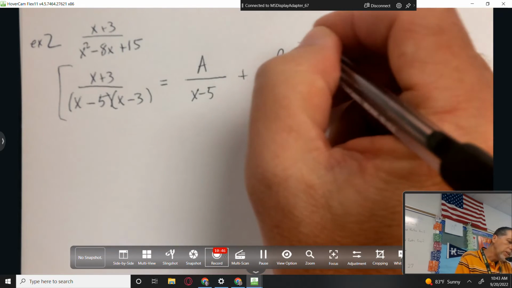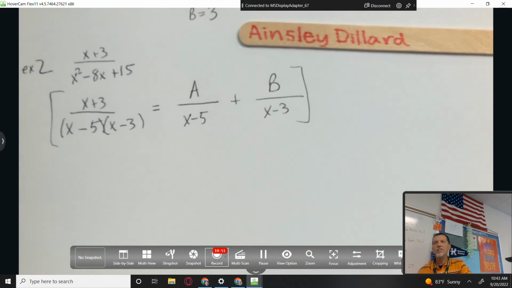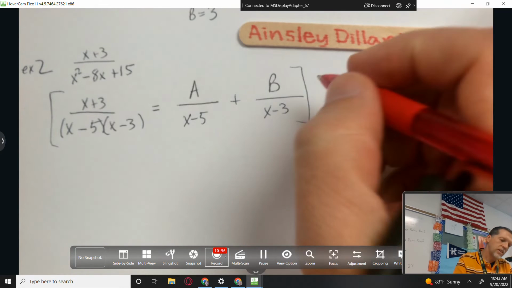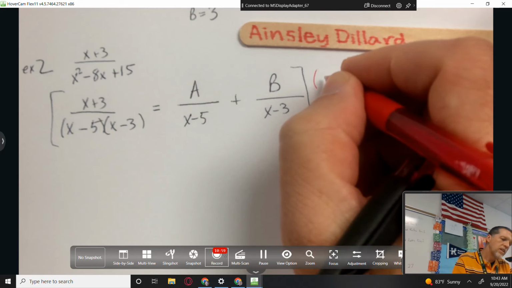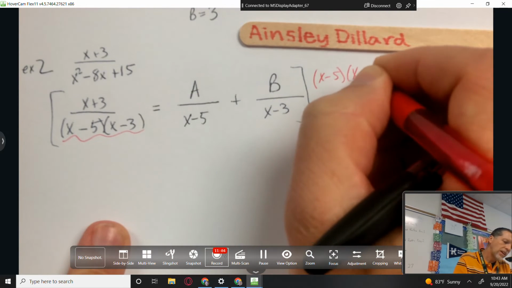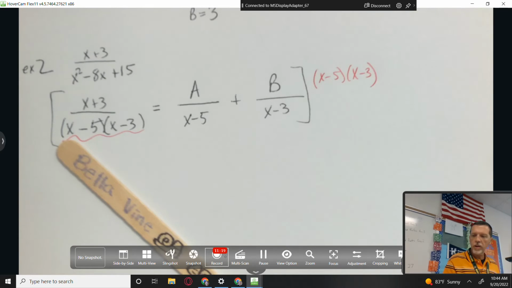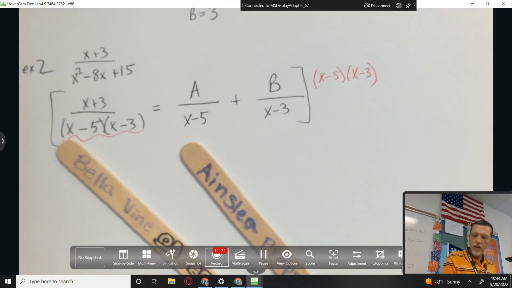Right, next, I want to clear those denominators. So I would like to multiply by something, Ainsley, Dillard. So what could I multiply by that would wipe out all my denominators? Yeah. x minus 5 and x minus 3. So I'm going to skip the step of putting that, just because it's so tedious to write x minus 5, x minus 3 on each piece. That's already a lot to work through. So we're going to pick on people and see if we can pull this off.